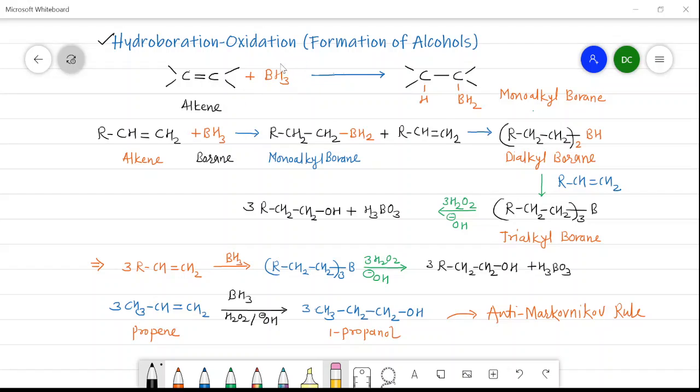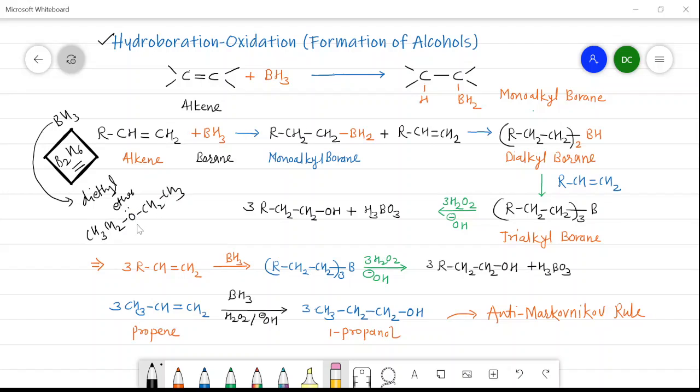Now this borane, BH3, exists in the dimer form, that is B2H6, because BH3 is the unstable one, whereas B2H6 is the stable one. Or this BH3 is dissolved in diethyl ether, and then it forms a complex with the diethyl ether. Why? Because diethyl ether, with the formula CH3CH2OCH2CH3, has an oxygen which contains a lone pair.